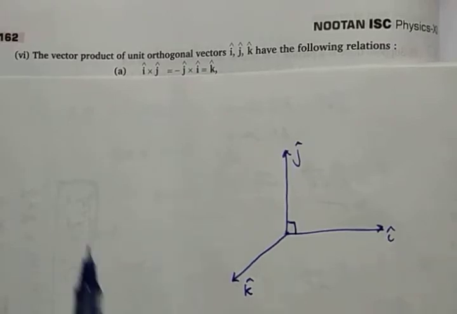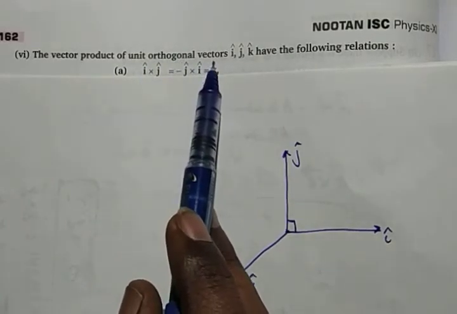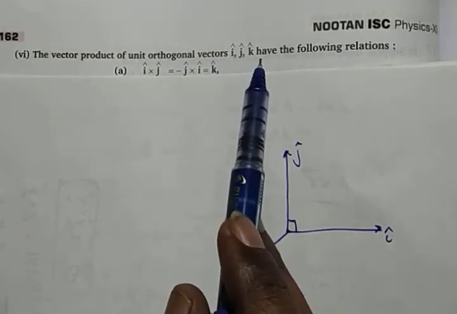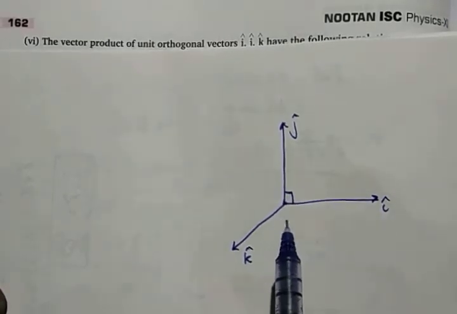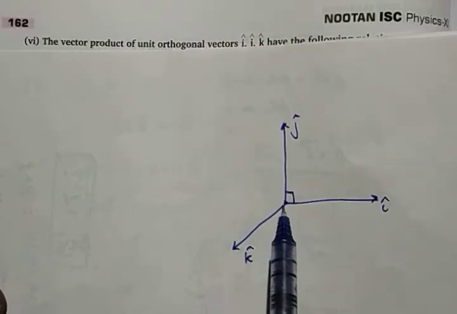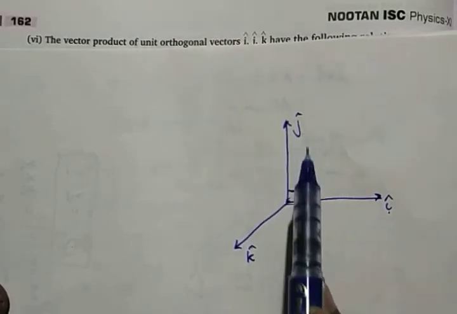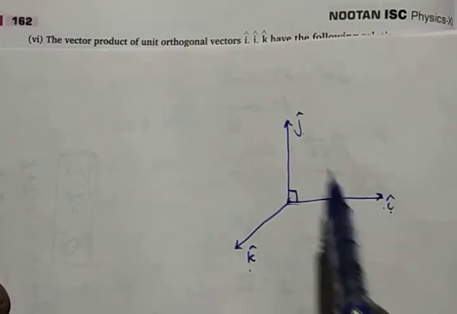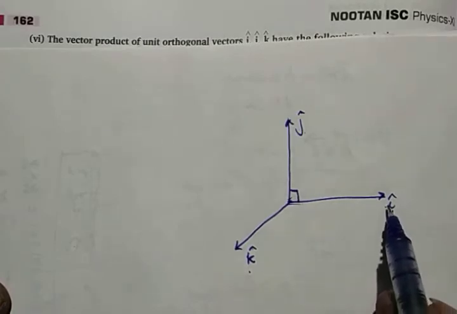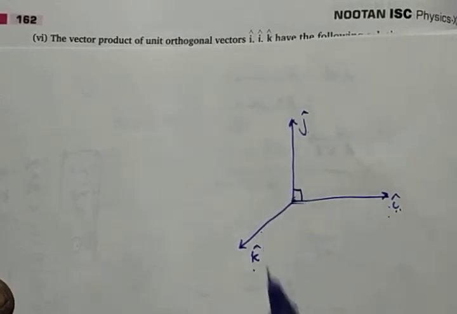So the last property is the vector product of unit orthogonal vectors i cap, j cap and k cap, which have the following relationship. What are i cap, j cap and k cap? We already studied this in the last class. This is the x-axis, we call its direction i cap. The y-axis direction is j cap, and k cap is the direction of the z-axis. Whenever we say i, j, k, it is called a unit vector. The magnitude is 1. The direction of i is the same as the x-axis, here the direction is the y-axis, and here the z-axis.